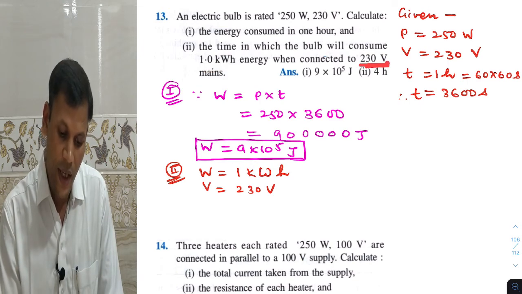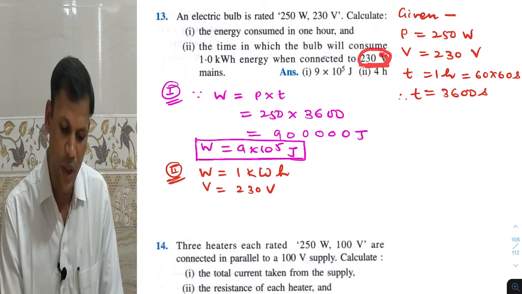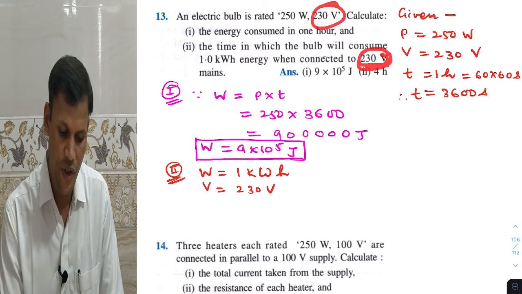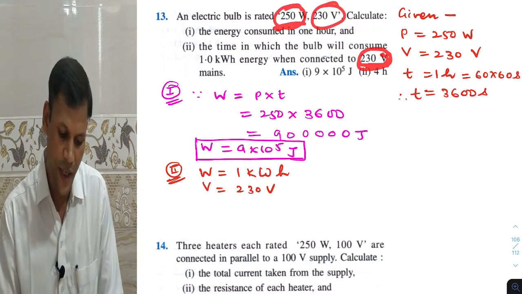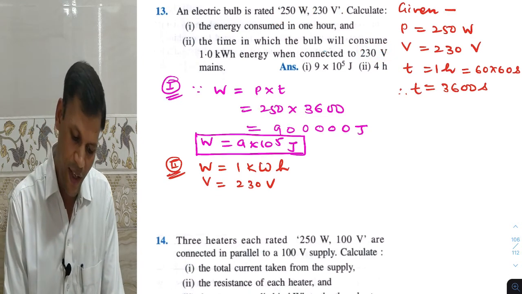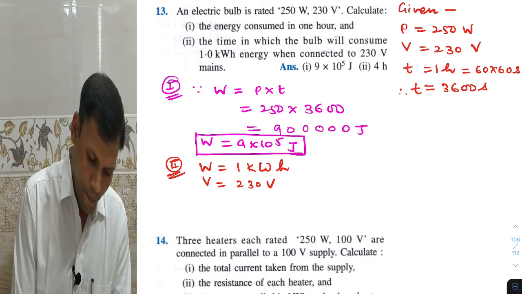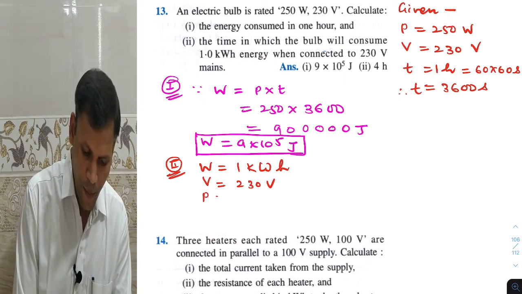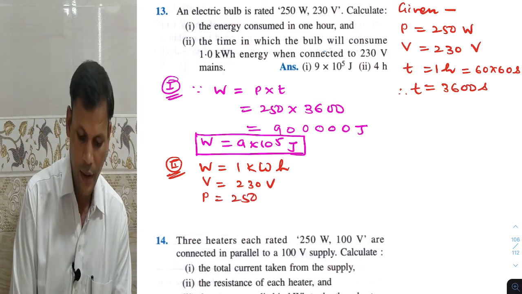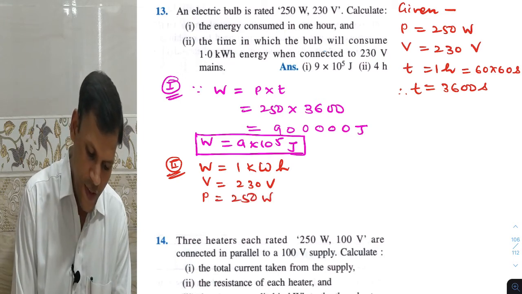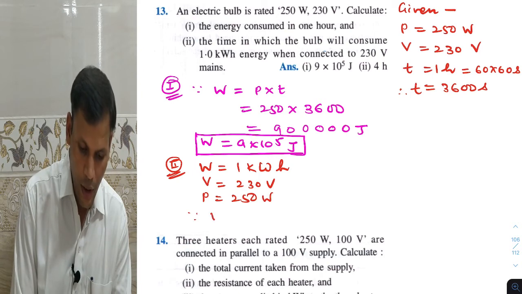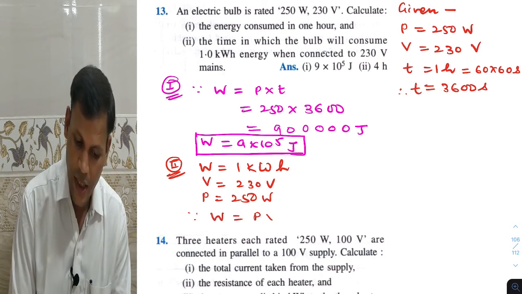अच्छा, उसका पावर रेटिंग ऑलरेडी 230 वोल्ट ही है. ये वाई वी आर डिस्कशिंग, पावर उसका 250 ही है. सो वोल्ट इज गिवन एंड पावर भी लिख लें, कोई प्रॉब्लम नहीं है. पावर इज 250 वाट. ओके, तो वी नो सिंस W इज इक्वल्स टू पावर इनटू टाइम.